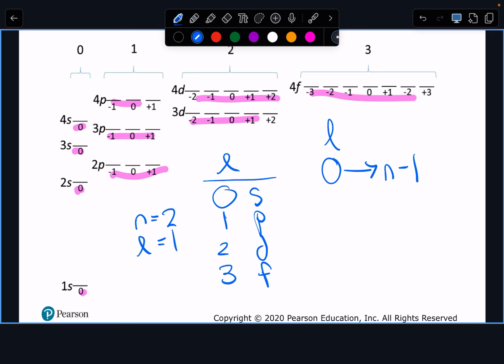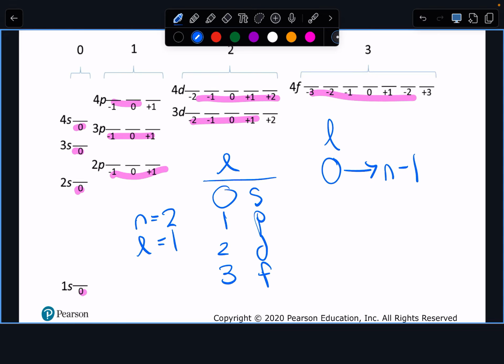Okay? So that's what we mean by 0 through n minus 1. You're always going to go up to everything one number below whatever n value. So if we're at n equals 16, we're going to have 0 through 15. Obviously, we haven't talked about letter designations for anything beyond L equals 3. We certainly haven't talked about any shapes beyond that.